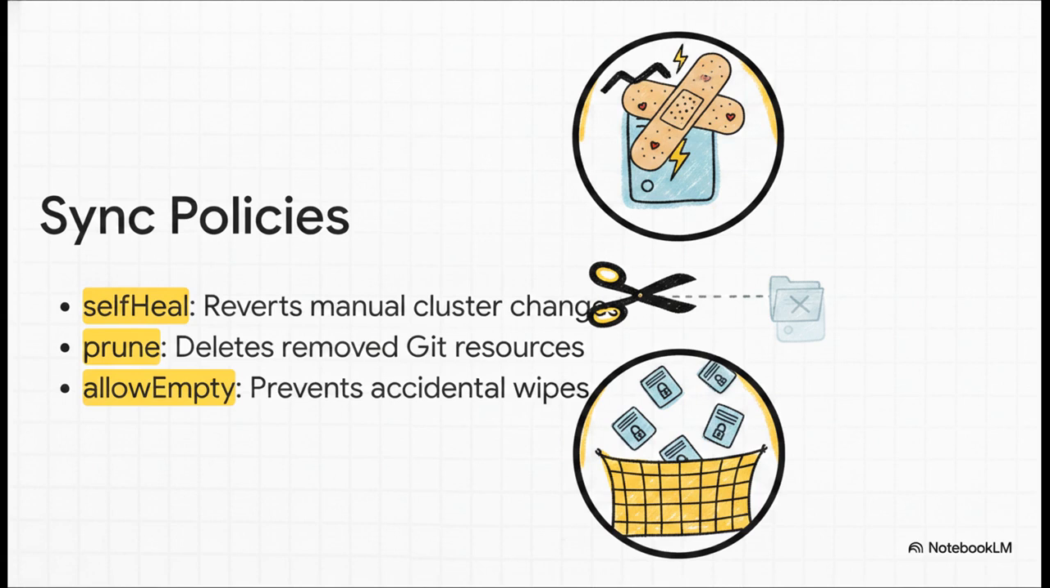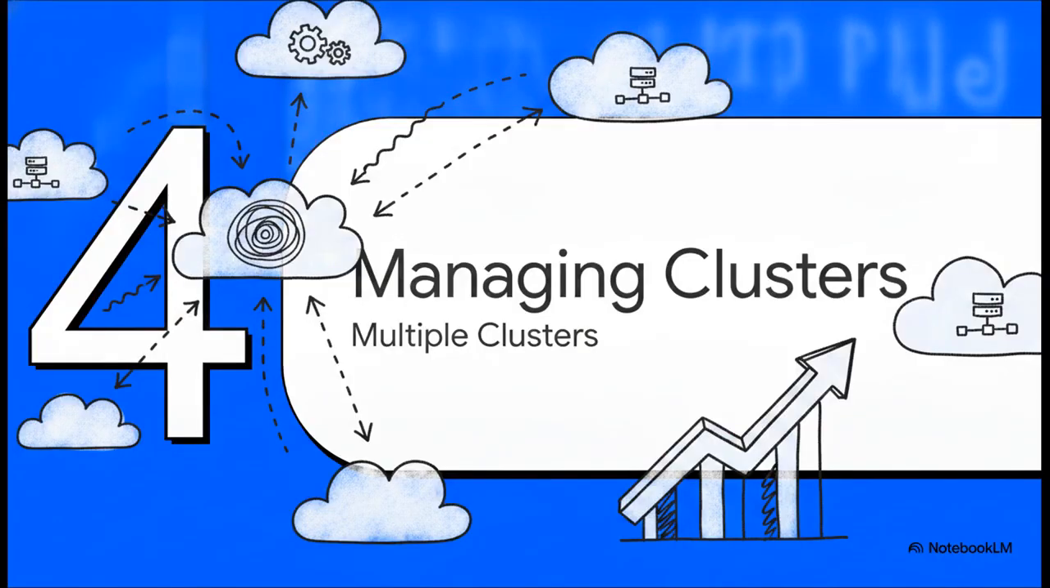If you delete a resource from Git, prune makes sure it gets deleted from your live cluster too, keeping everything nice and clean. And finally, allow empty is a fantastic safety net. It literally stops Argo CD from accidentally wiping out all your resources if a Git directory goes missing or gets misconfigured by mistake. Next up, Section 4, managing multiple clusters.